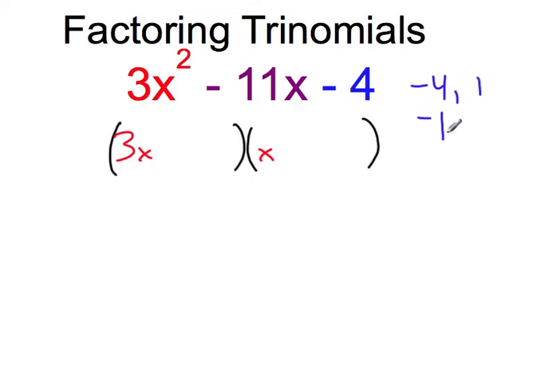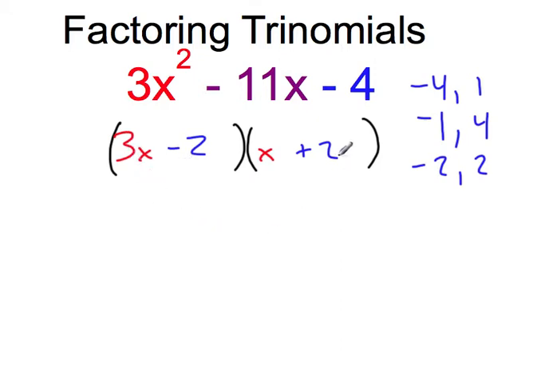I get negative 4 and 1, negative 1 and 4, negative 2 and 2, and again if these were reversed. Okay, so it's just guess and check time. Let's try plugging in and seeing what works. So let's do the bottom ones first. If I plugged in negative 2 here and positive 2 here, does this work?